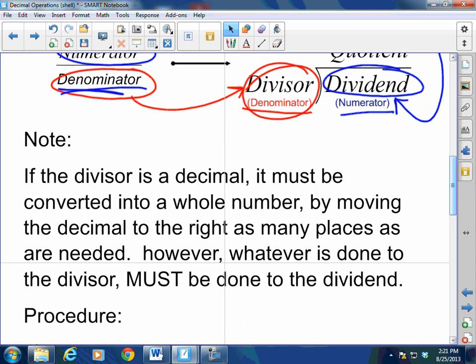However, whatever is done to the divisor must be done to the dividend. So whatever is done to the denominator must be done to the numerator. We've already seen this concept in equivalent fractions.